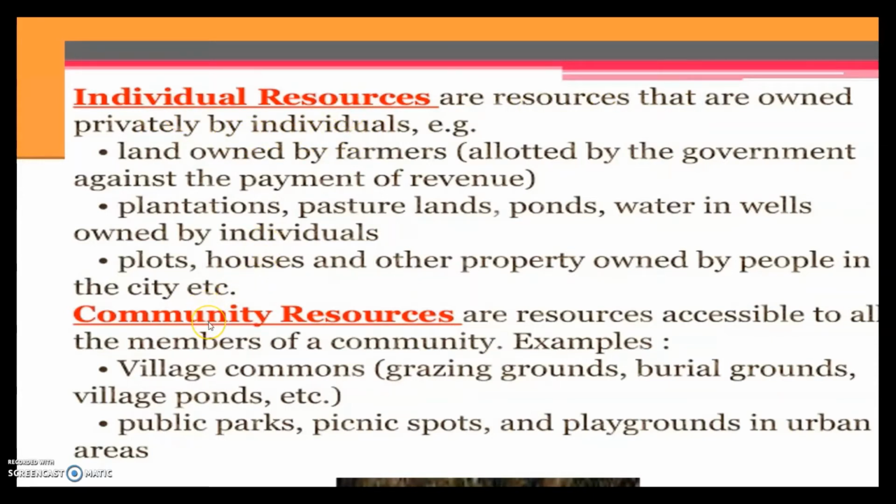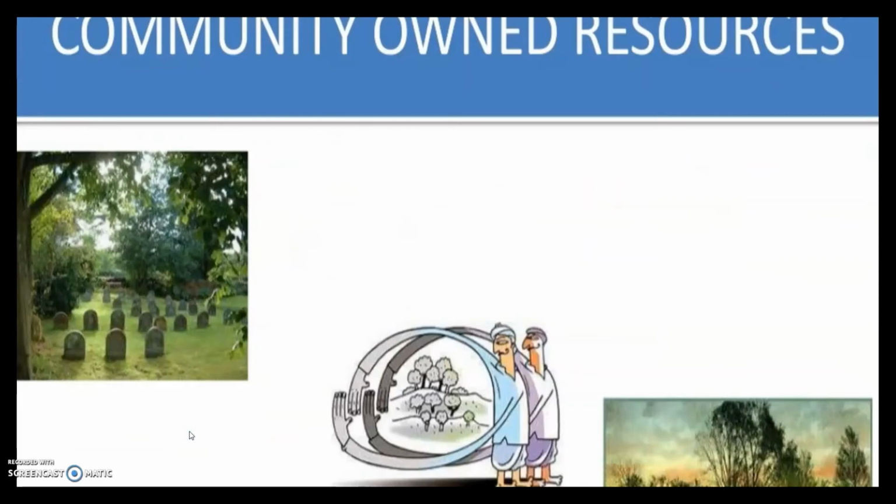Then the second one, community resources. Community resources are resources accessible to all the members of the community. For example, village commons such as grazing grounds, burial grounds, village ponds, etc. Then public parks, picnic spots, and playgrounds in urban areas. All these are examples of community-owned resources.